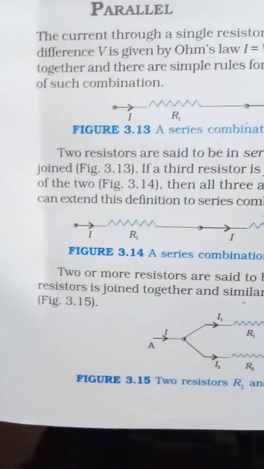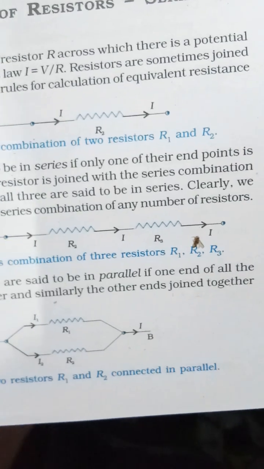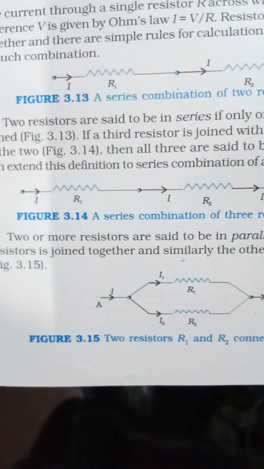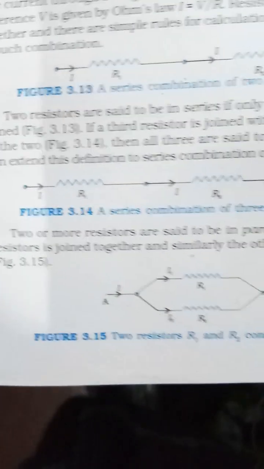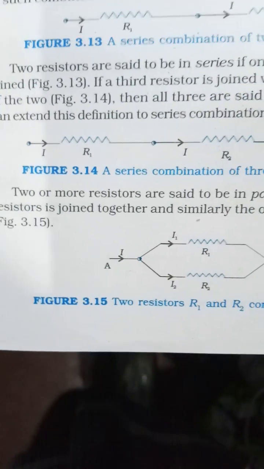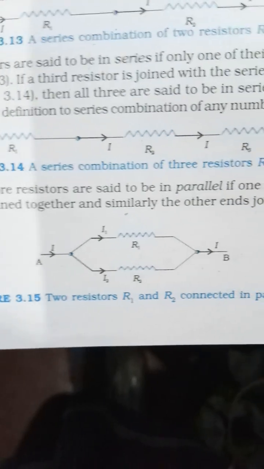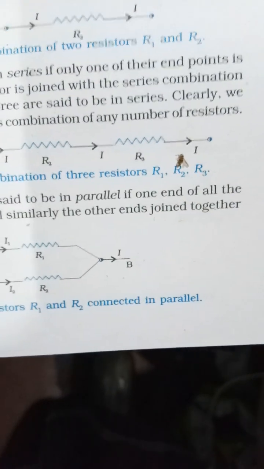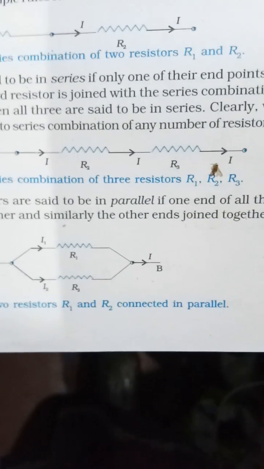Clearly we can extend this definition to a series combination of any number of resistors. Figure 313 shows a series combination of three resistors R1, R2 and R3, and two resistors R1 and R2 connected in parallel form. Two or more resistors are said to be in parallel if one end of all the resistors is joined together, and similarly the other ends are joined together. Figure 315 will provide you the information.